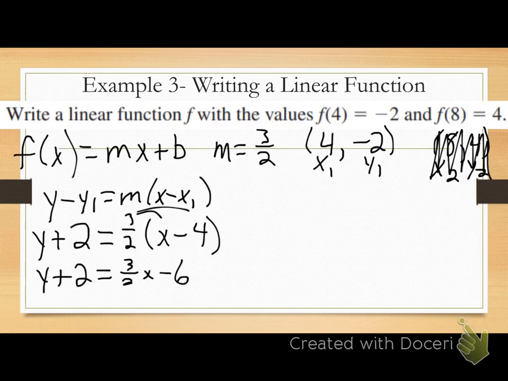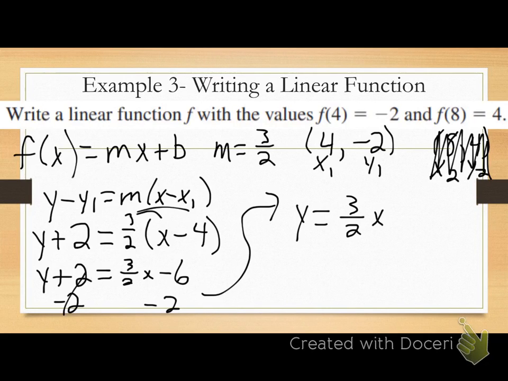How do I get y by itself? Subtract 2 from both sides. Y equals 3 halves x. What's -6 minus 2? Negative 8. Is that my answer?